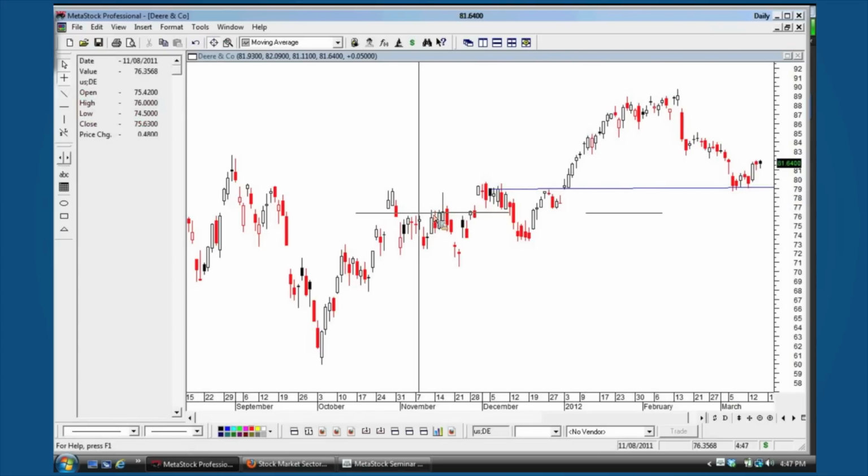Mapping out these things ahead of time. Again, no recommendations, no suggestions. I'm pointing out what I see on the charts. You make your own decisions. But you want to understand how to make money. These are the things that you want to start taking a look at.